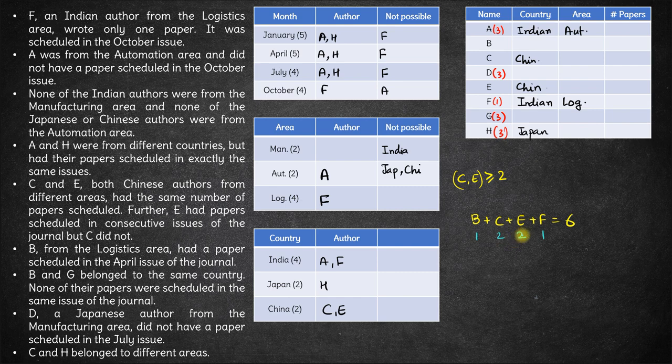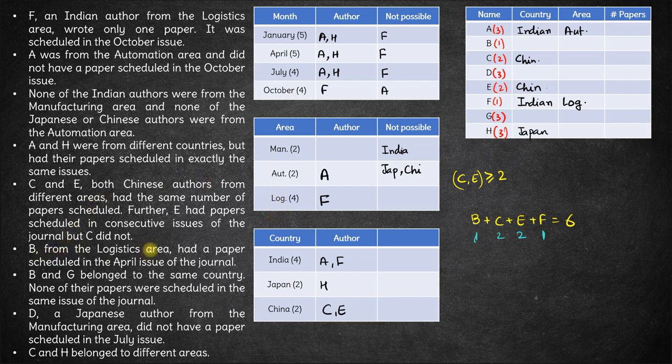So 2 plus 2 is 4. Remaining we have 2 more papers, 6 minus 4 is 2. Since both of them have to publish at least 1 paper, the sum comes out to be 6 here. So we have B publishing exactly 1 paper, C publishing 2, E publishing 2, and F we knew is already publishing 1. Now, E had papers published in consecutive issues, but C did not. We don't have enough information to figure out about these people, so we'll come back to this later.